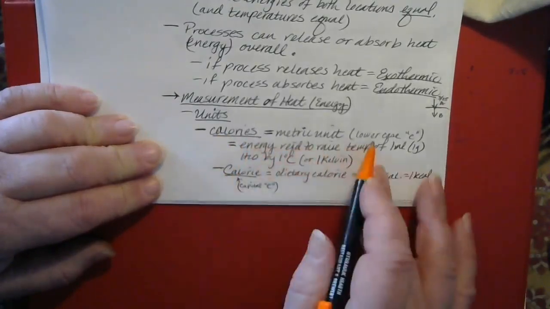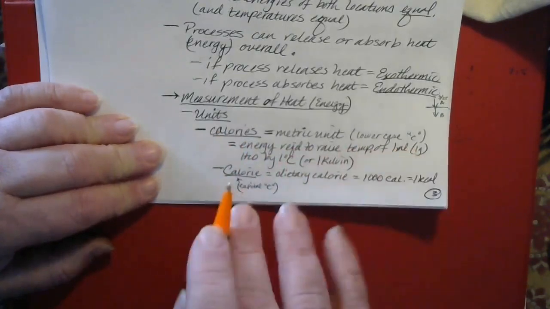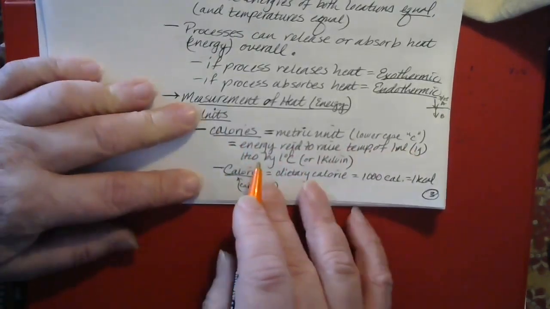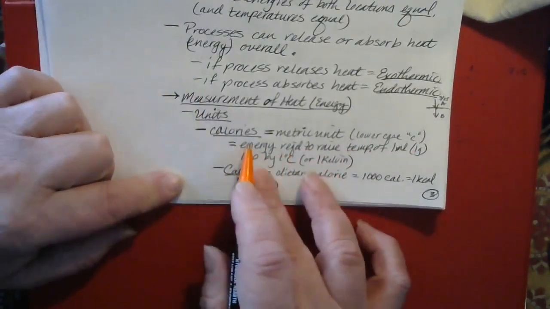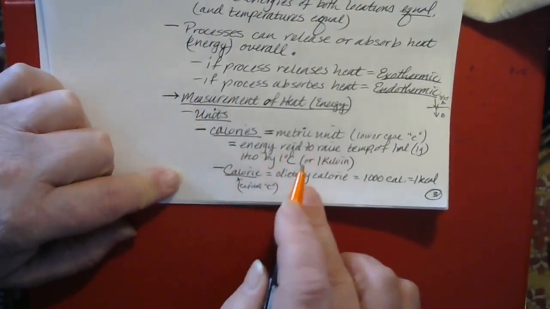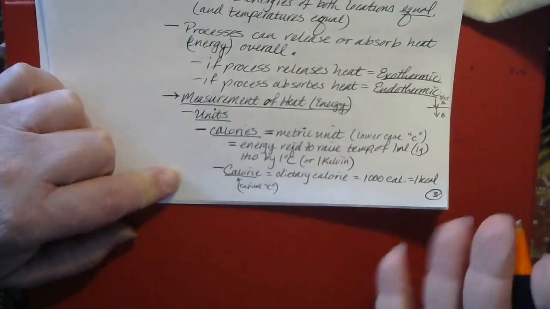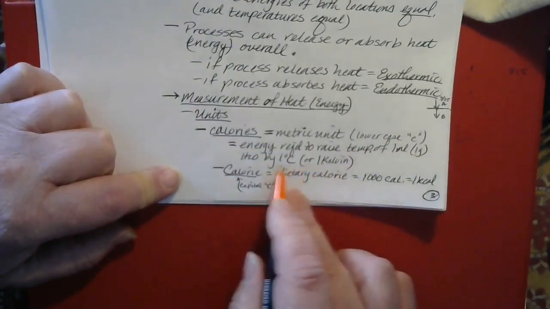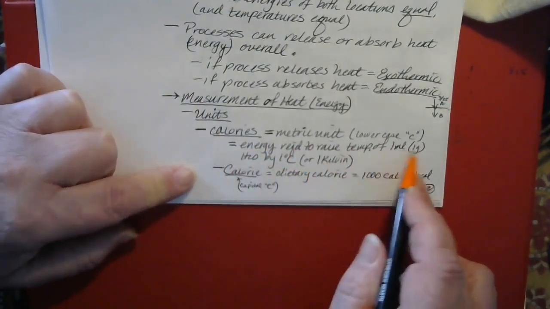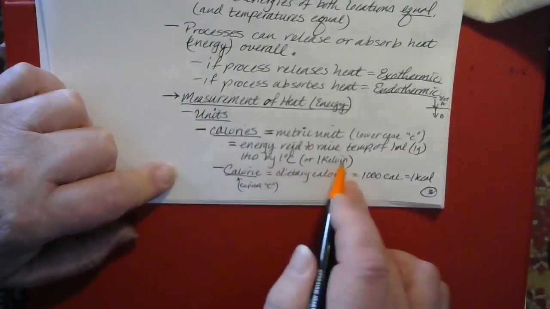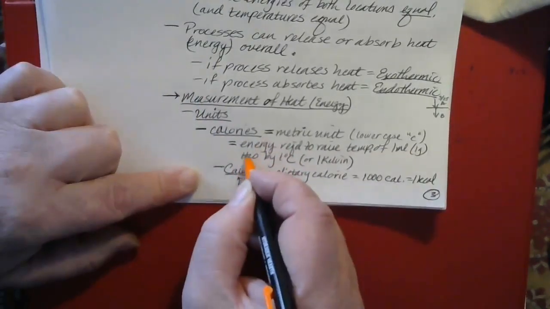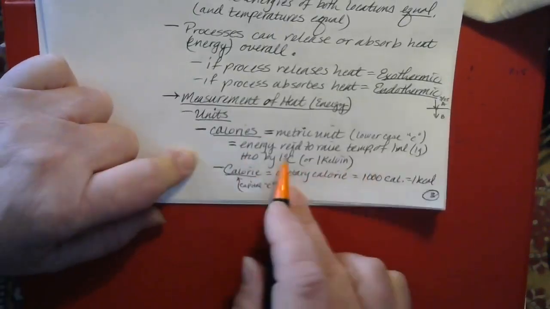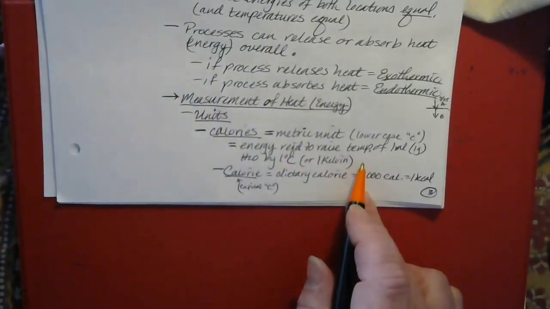The symbol for calorie is a lowercase c, and we'll see in a moment why that's important. And the one calorie is the energy required to raise the temperature of 1 milliliter or 1 gram of water by 1 degree Celsius or 1 Kelvin, because 1 milliliter and 1 gram are the same for water, and 1 degree Celsius and 1 Kelvin are also the same for everything. Okay, so that's a very nice, easy, straightforward definition. And it's related to a substance that we're all very familiar with.